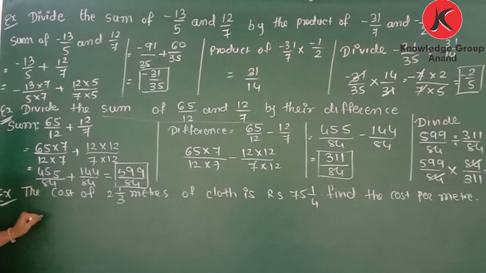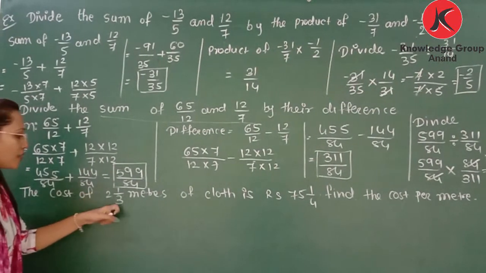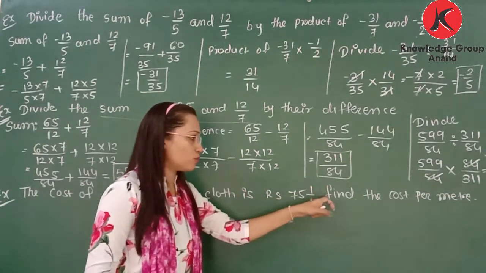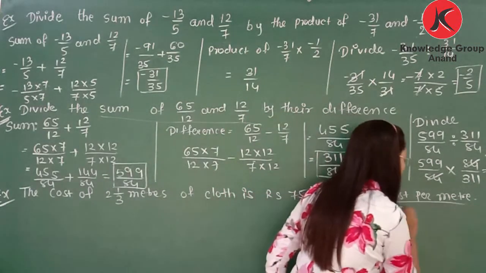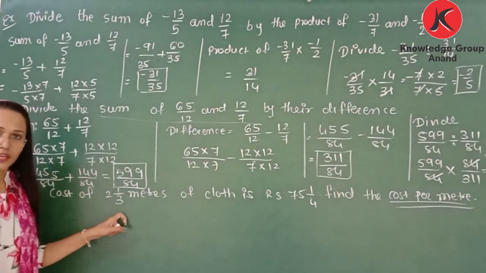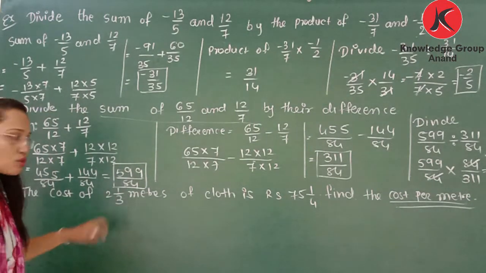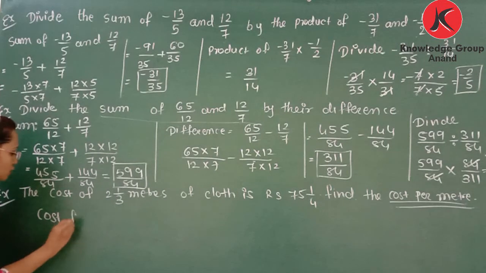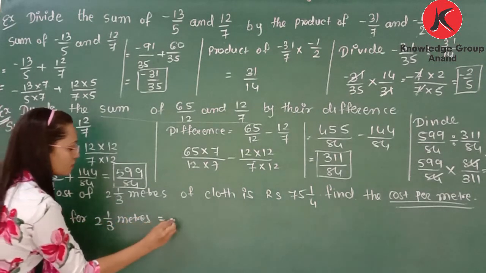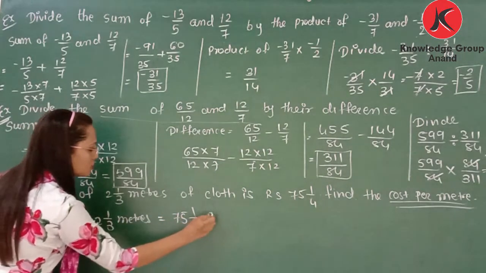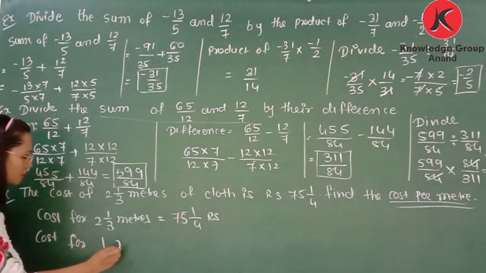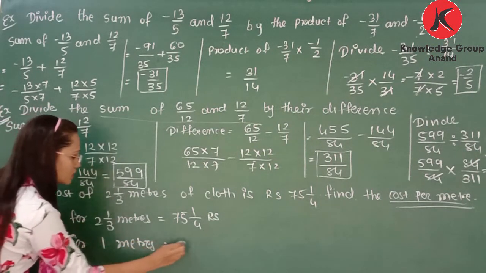Clear? Now the next one. The cost of 2 1/3 meters of cloth is 75 1/4. Find the cost per meter. Here the cost for 2 1/3 meters is given and you need to find the cost for 1 meter. So we can write the cost for 2 1/3 meters is equal to 75 1/4 rupees. So the cost for 1 meter is equal to how much?